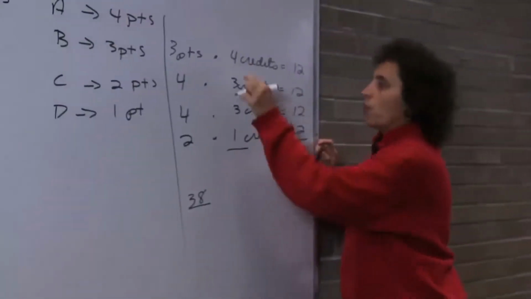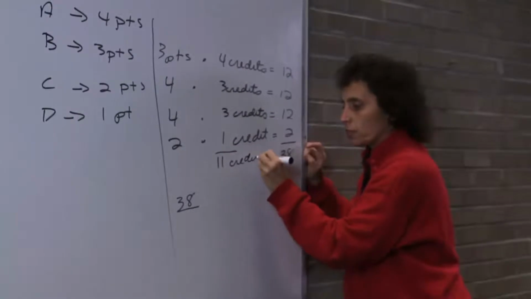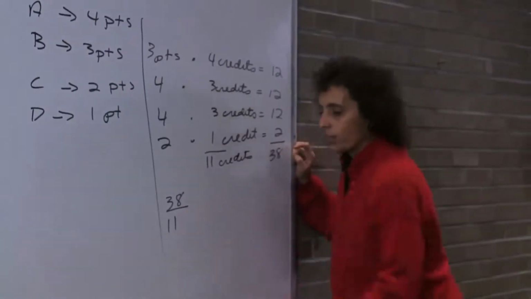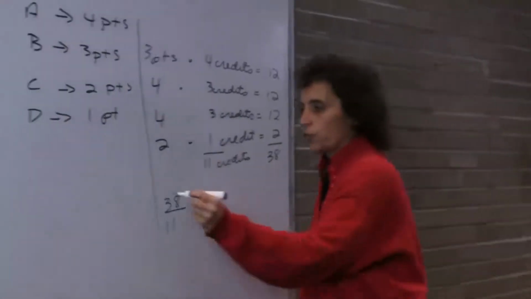There are 4, 5, 6, 7, 8, 9, 10, 11 credits. So it's 38 divided by 11. That will be your GPA. Let me do that for you. Here we go.